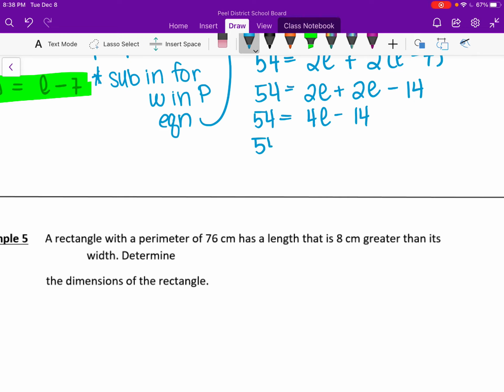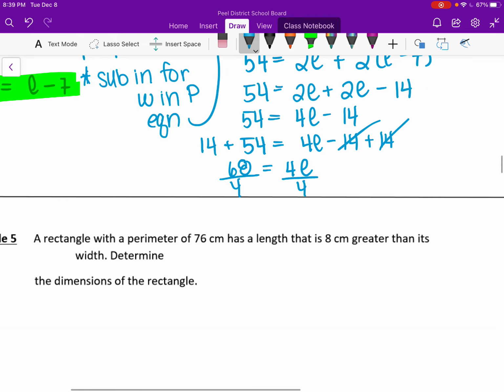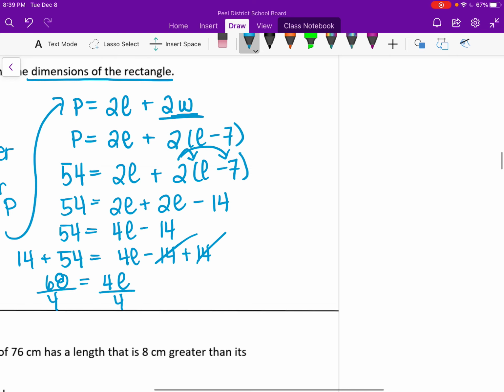Right? I'm going to isolate that 4L. 4L minus 14 plus 14. Whatever I do here, I got to do here. Plus 14. So I'm going to do 54 plus 14, which will give me 68. And then these two cancel. So I'm left with 68 equals 4L. I want to get rid of the 4, so I'm just going to divide both sides by 4. And I'm left with L is equal to 17.